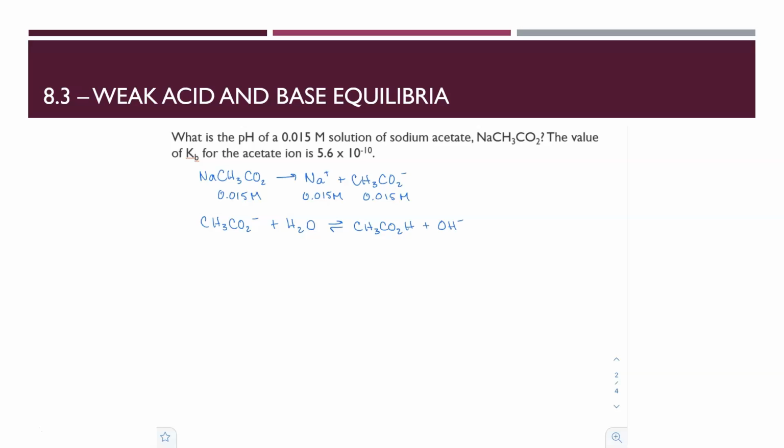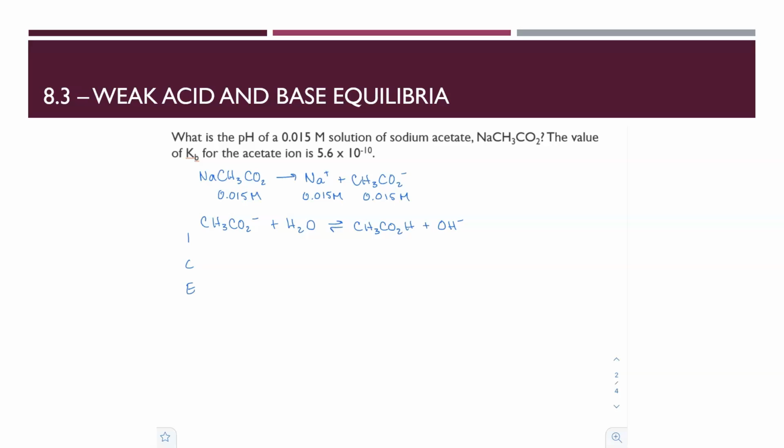And then that's going to leave our water with a hydroxide ion. Now this is in equilibrium because this is a weak base, because a base is going to accept a hydrogen. So this is a weak base reaction going on here. So now we're going to look at an equilibrium for this. So we're going to set up our ice table.